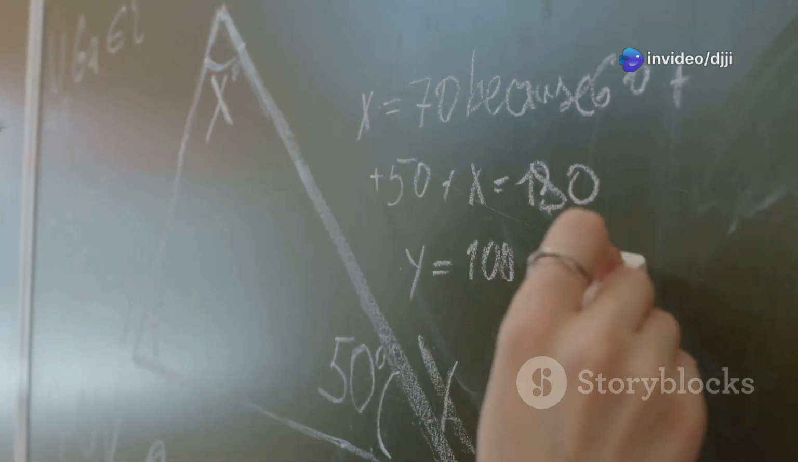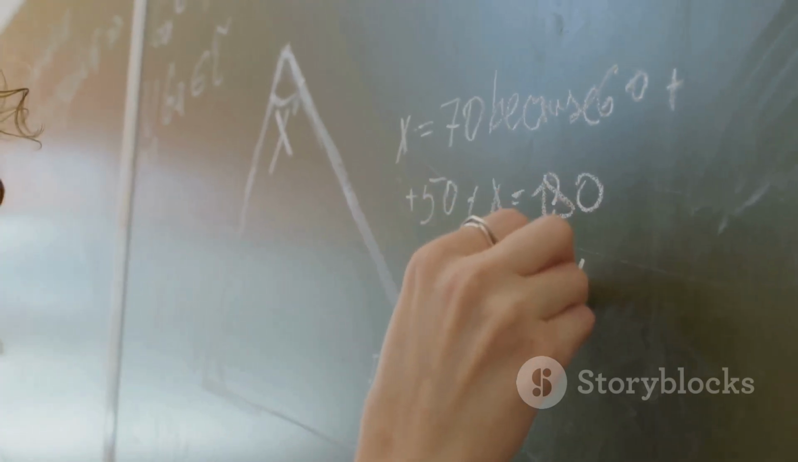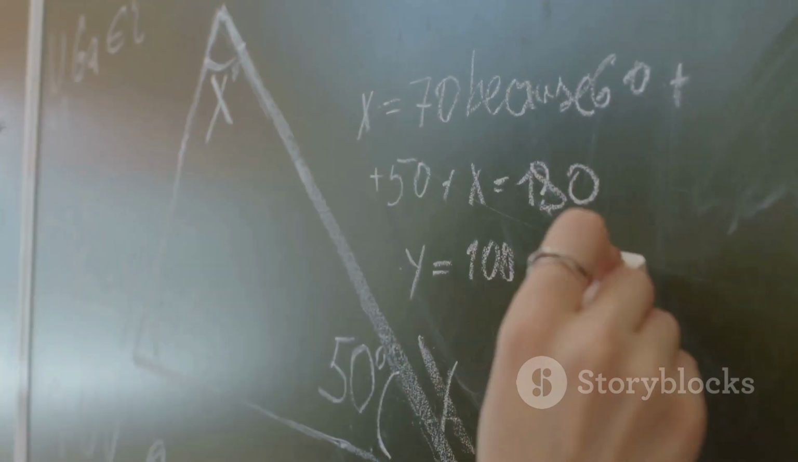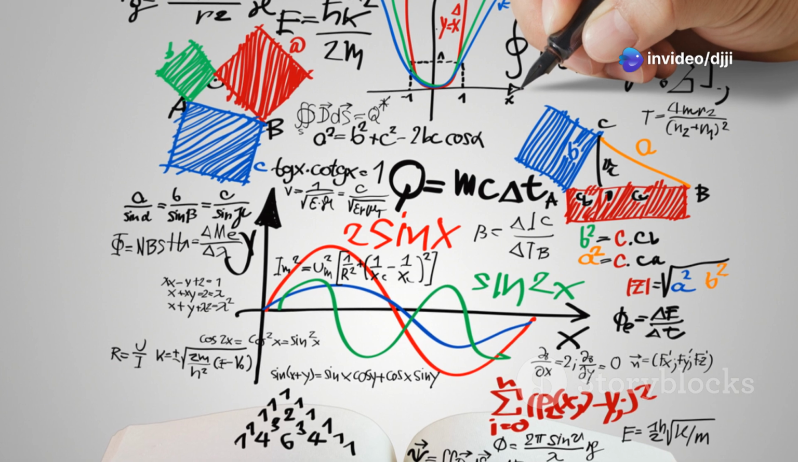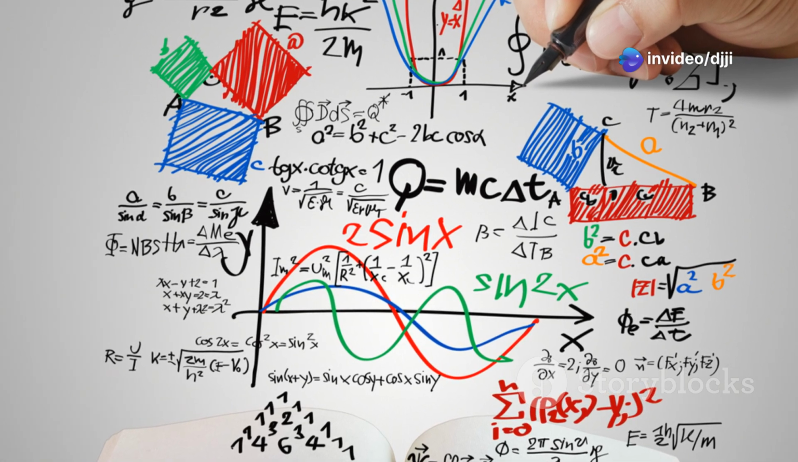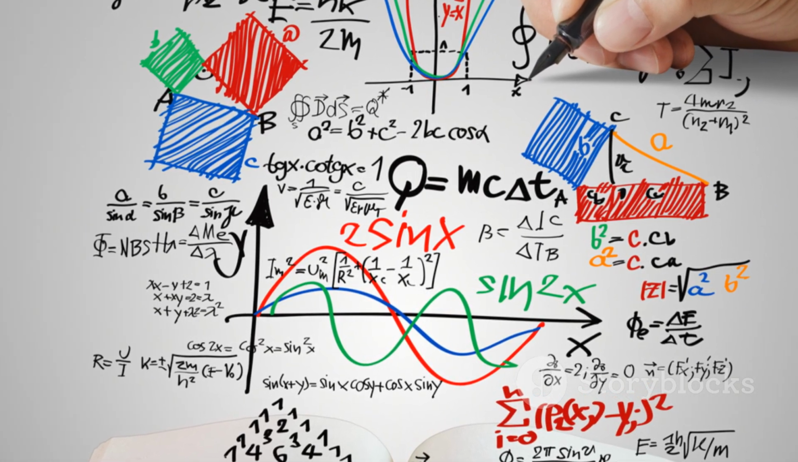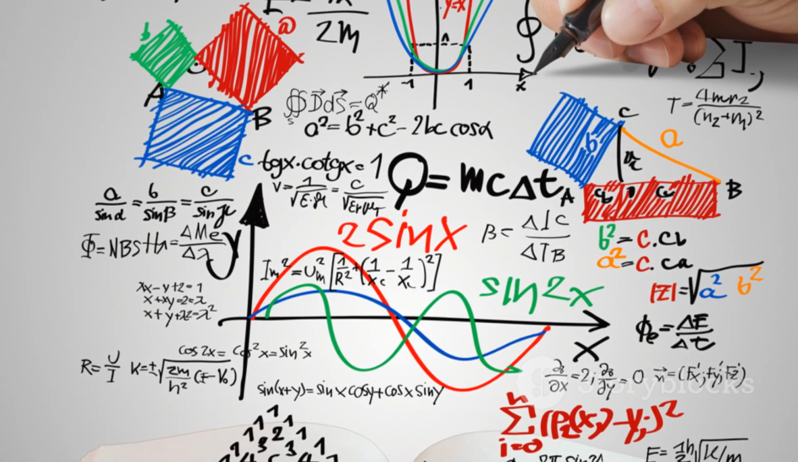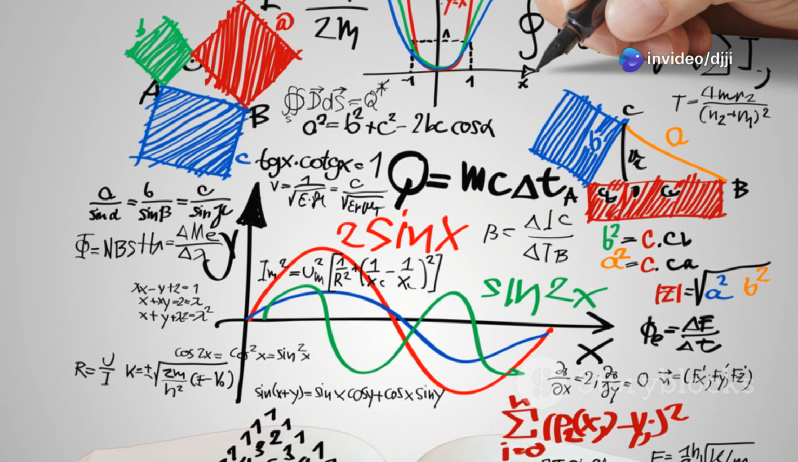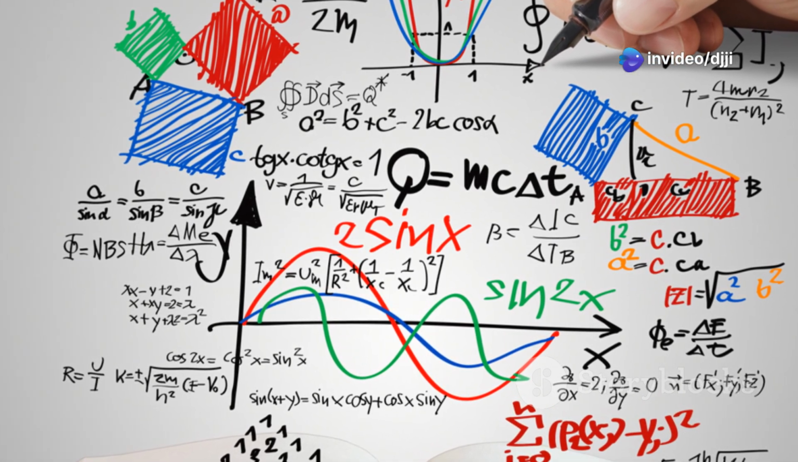Linear equation. Linear relations can be represented by equations, such as y equals mx plus b, where y and x are variables, m is the slope, and b is the y-intercept. A linear equation is a mathematical expression that can be written in the form y equals mx plus b, where y is the dependent variable, x is the independent variable, m is the slope or rate of change of the line, and b is the y-intercept, the point where the line crosses the y-axis.